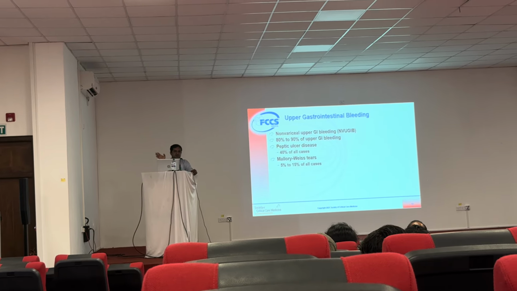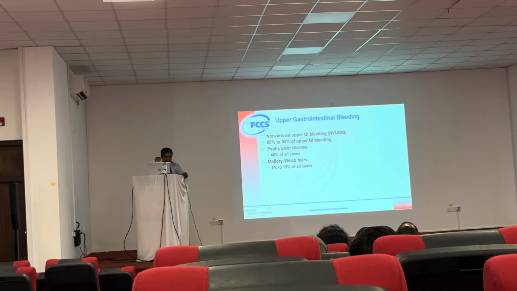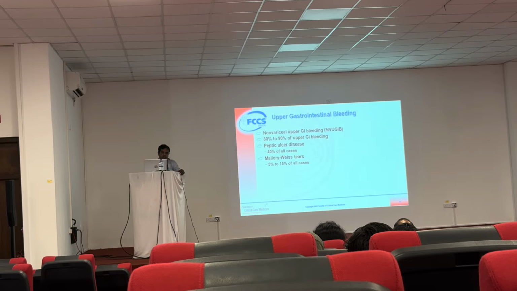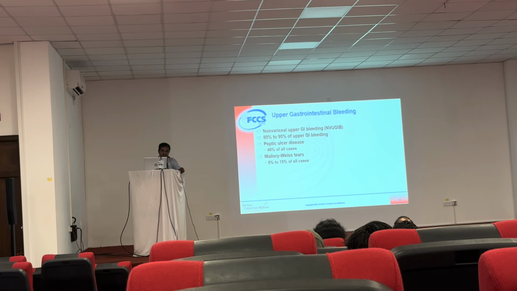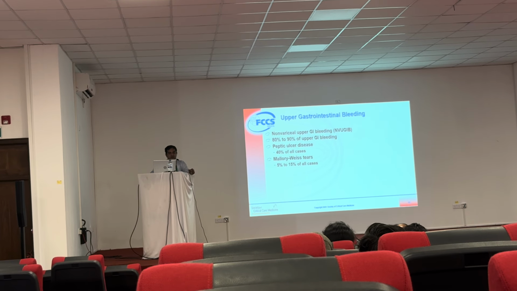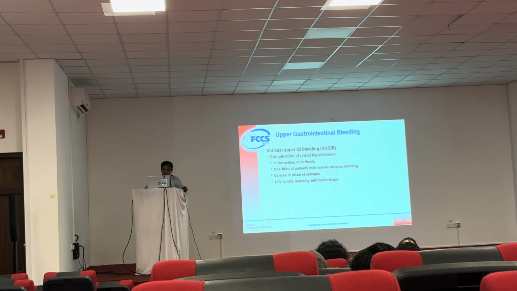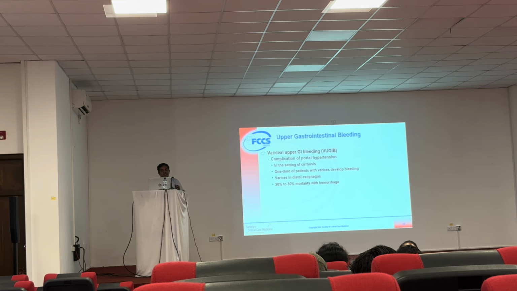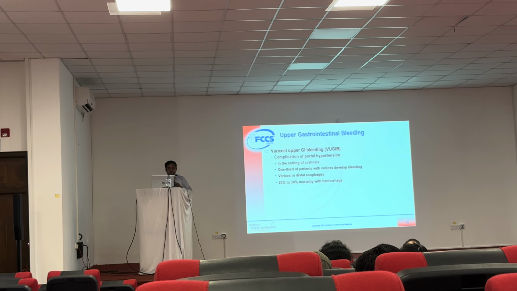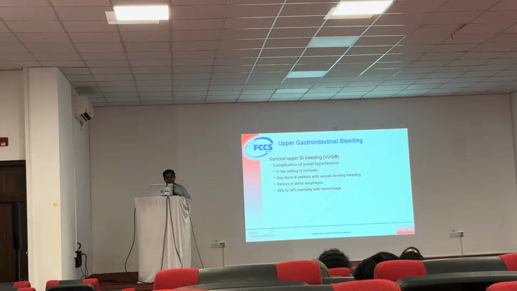Another 10-15-20% is due to esophageal varices. Among them, peptic ulcers are common. So this patient may have one of these, maybe variceal, maybe non-variceal. So again, I said variceal bleeding is again due to cirrhosis.